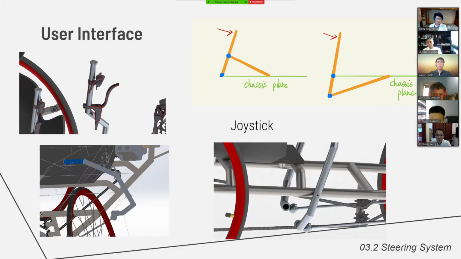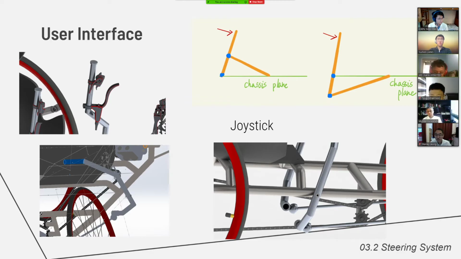Steering also involves the user interface. We abandoned the most common wheel steering for its heavy and complex design with a gearbox and other transmission mechanisms. We choose the simplest joystick. We use many simulations to determine the joystick size and position. We put the joints below the chassis plane to hide them and avoid intersecting with other components.